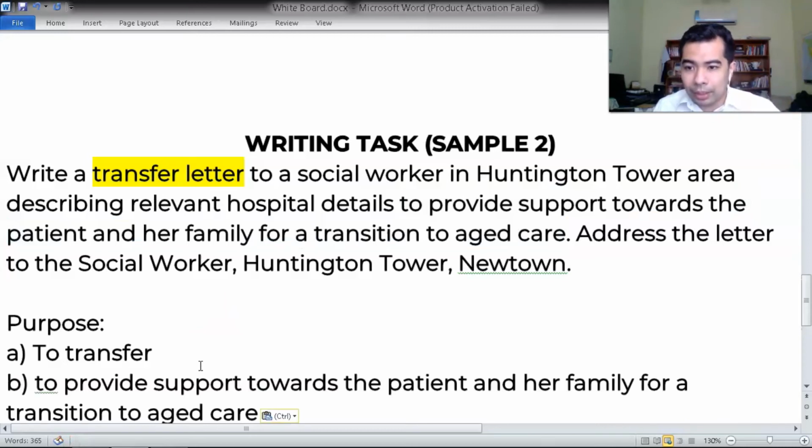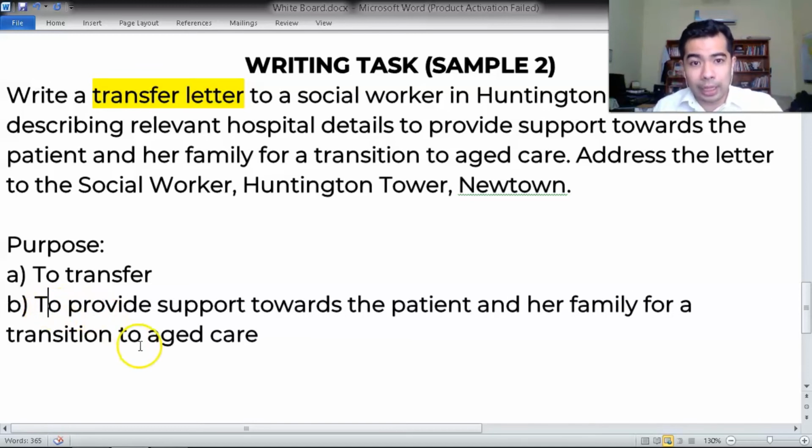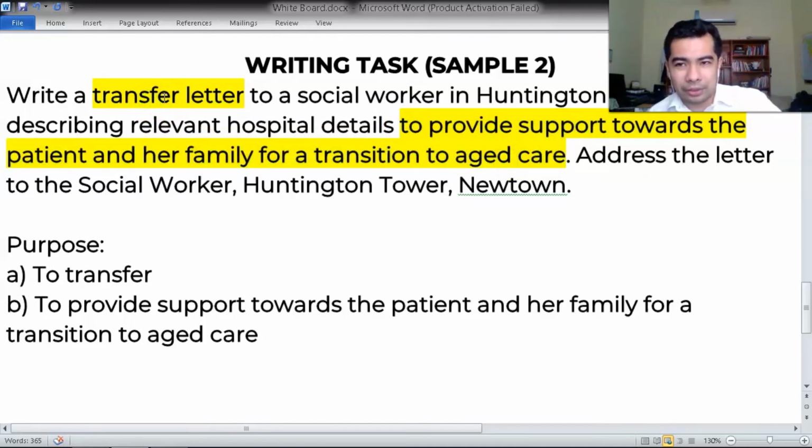Which one gives the receiver or reader a clear, precise and short sense of what he or she needs to do? Is it A, the purpose is to transfer this patient? Or B, the purpose is for you to provide support towards the patient and her family for a transition to aged care? And once again, I think it's pretty obvious that the answer is B. This is the true purpose. This is what we really want to write in our introduction. You could even do it word for word. In fact, I would suggest you write this word for word instead of saying, the purpose of this letter is to refer, or the purpose of this letter is to transfer.